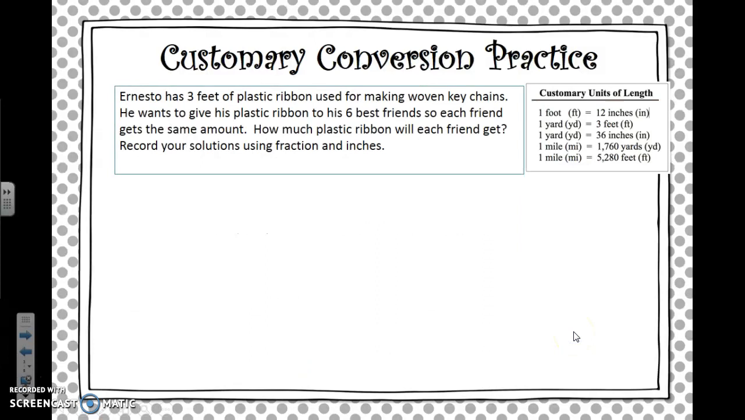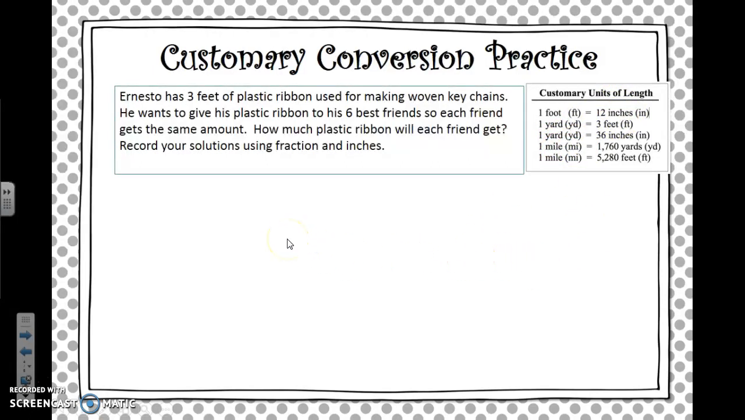Now I'm ready for my next practice problem. I've done one customary conversion problem where I was working with my capacity, and now I'm going to be working with length. So I have a different conversion chart over here. I've got feet, yards, miles, and inches. So I have all of that over here to help me.